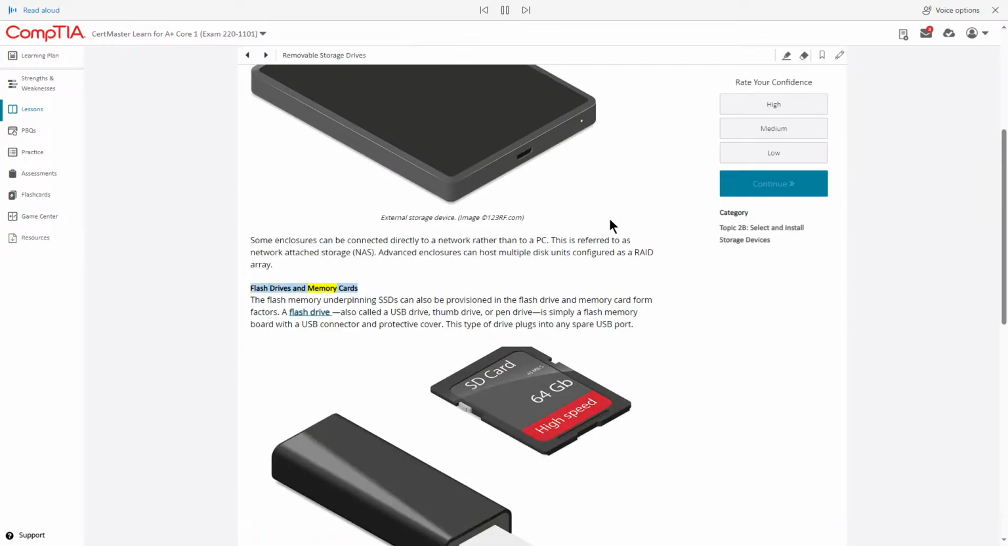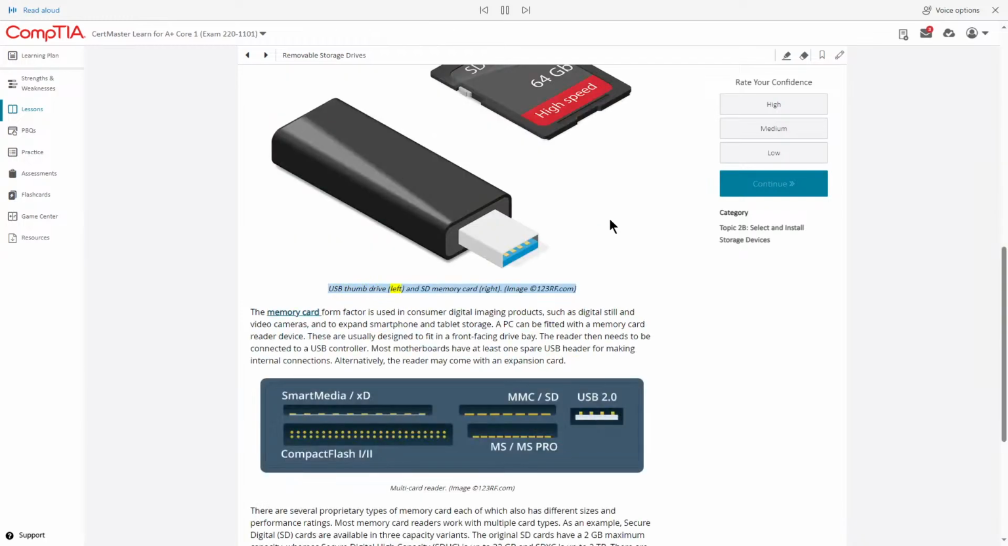Flash drives and memory cards. The flash memory underpinning SSDs can also be provisioned in the flash drive and memory card form factors. A flash drive, also called a USB drive, thumb drive, or pen drive, is simply a flash memory board with a USB connector and protective cover. This type of drive plugs into any spare USB port. USB thumb drive, left, and SD memory card, right.